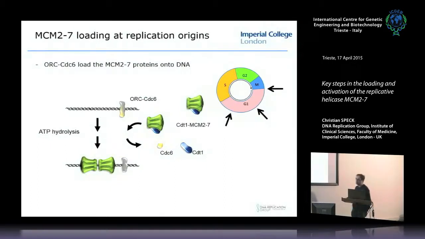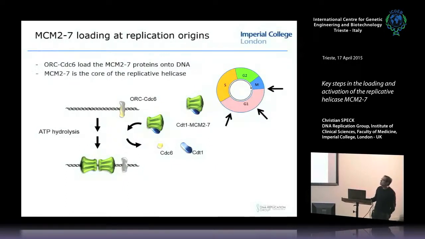So what is this ORC CDC6 protein doing? Well, they load the replicative helicase on top of DNA. So that's their function. The replicative helicase in eukaryotes, the helicase that separates the DNA strands, is the MCM protein, here shown in green. And so ORC CDC6, with the help of the accessory protein CDT1, recruits this MCM helicase, and then in an ATP hydrolysis-dependent reaction, two of those MCM hexamers become loaded in a head-to-head double hexamer. And that occurs during M phase and G1 phase.